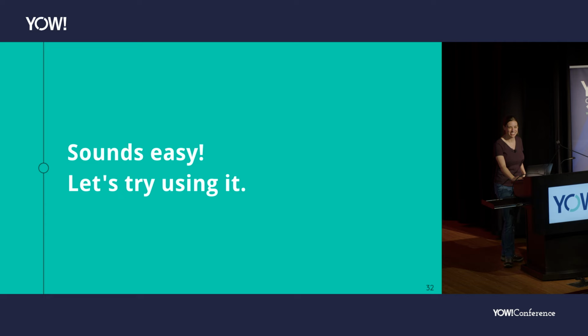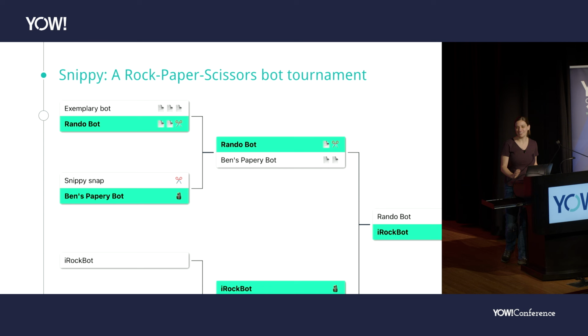So we're going to try using it in an example. Now I built this example just for this talk. So it is a little rough around the edges. But this is a rock, paper, scissors tournament where anybody can go to this website, upload a bit of code, and that code is their rock, paper, scissors bot. And then it matches all of the bots against each other.